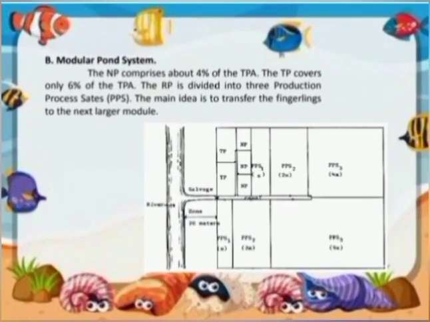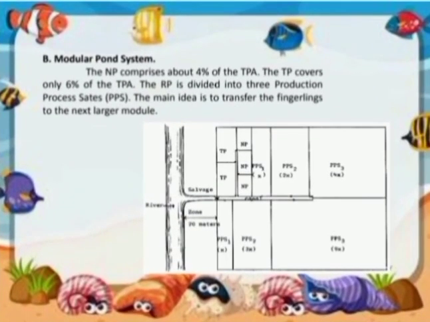So, next, the modular pond system, which is the nursery pond comprises about 4% of the TPA and the TP covers only 6% of the TPA, and the rearing pond is divided into 3 production process states. The main idea is to transfer the fingerlings to the next larger module. So, that's it. And awas sa illustration na mo.